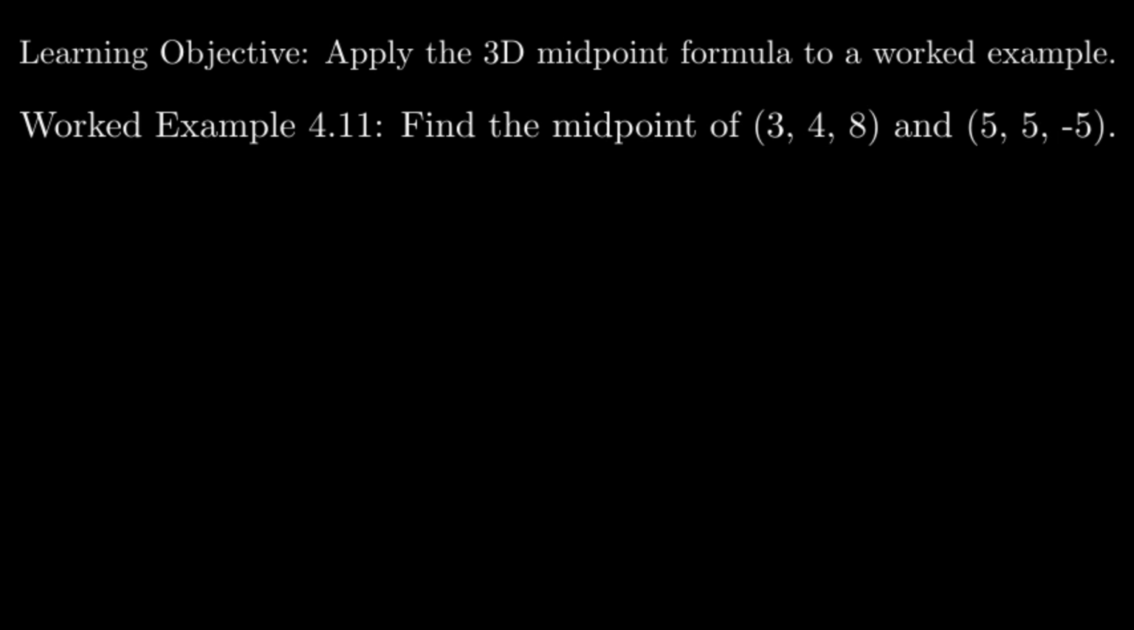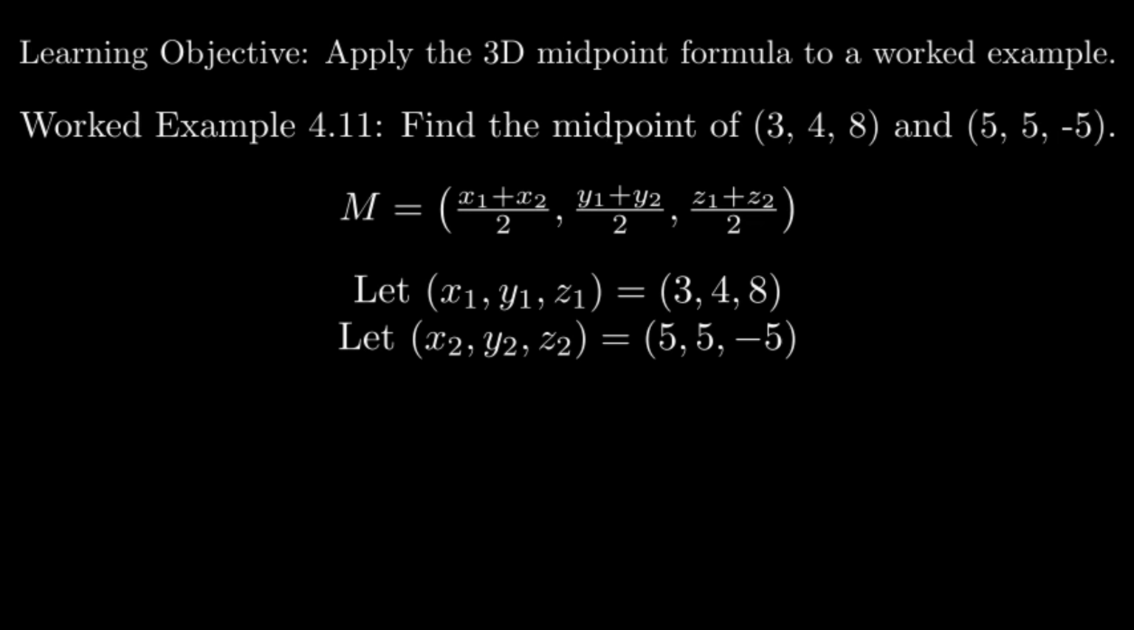Let's now apply the midpoint formula we just learned. Our objective here is to use the formula to find the midpoint of a specific line segment. We'll go through a worked example to make sure we're comfortable with the calculation. Let's find the midpoint of the line segment connecting the points (3, 4, 8) and (5, 5, 5). First, let's recall the midpoint formula. The midpoint M is the average of each of the coordinates. Now we'll assign our coordinates and substitute them into the formula. We'll let our first point be (3, 4, 8), and our second point be (5, 5, 5).